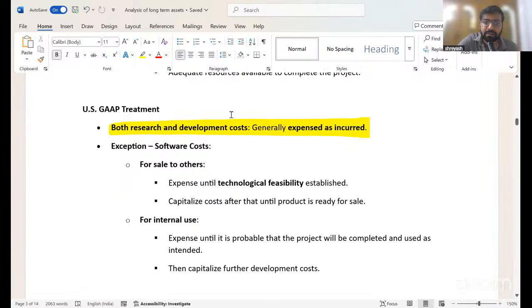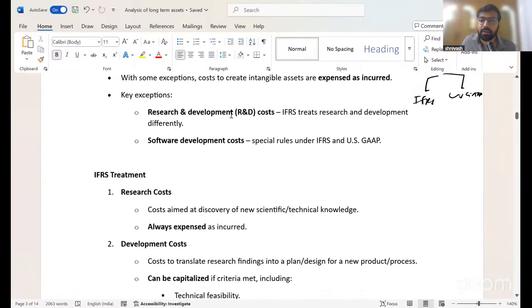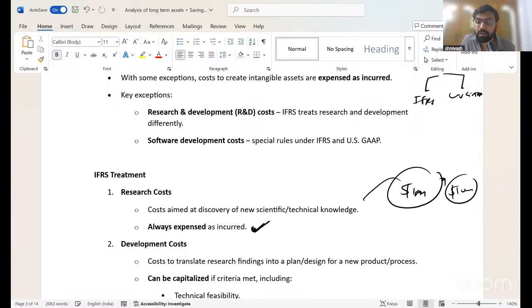But what does IFRS tell us? IFRS says wait. Research cost, what do you do? Expense it as incurred. So you had incurred $1 million on research, expense it. But what about the rest of the $10 million which you're incurring on developing the drug? IFRS says that you can capitalize that cost.